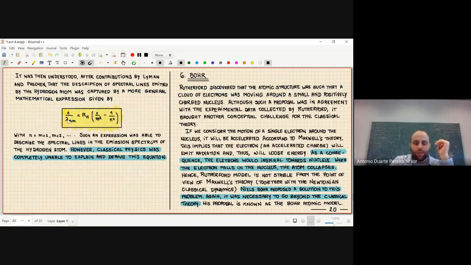And with that, if you choose a given m, you can just extend n to m plus 1, m plus 2, and so on. And you are going to keep predicting more and more missing colors in the spectral decomposition. And what is fantastic is that this is verified experimentally.